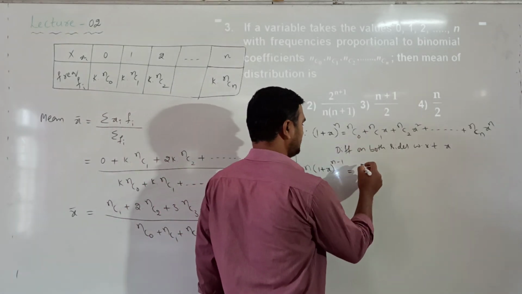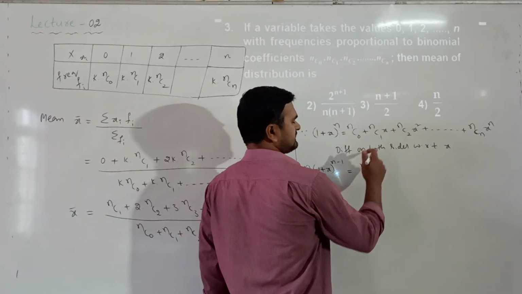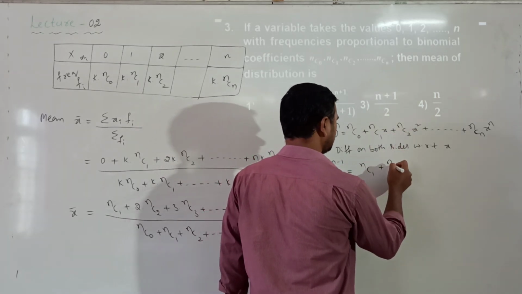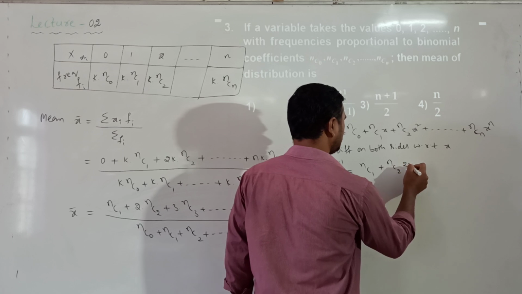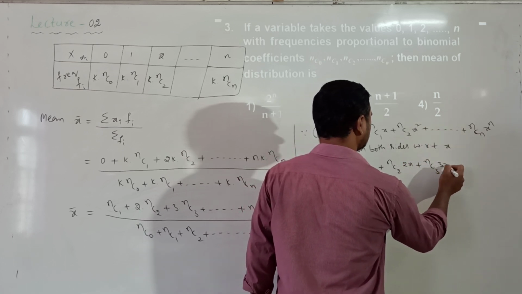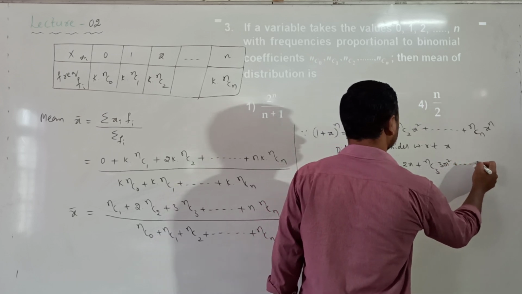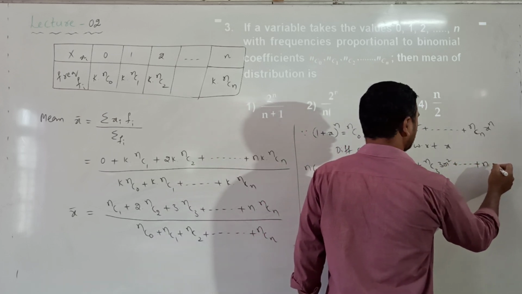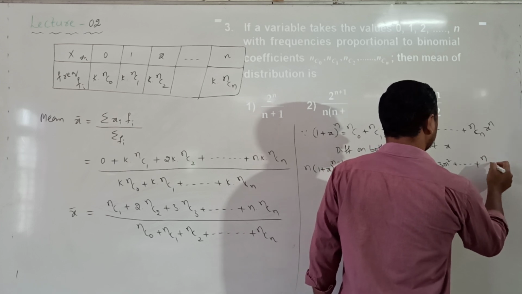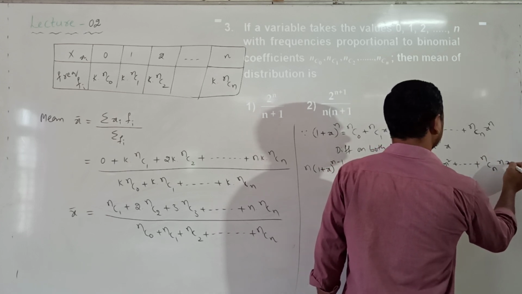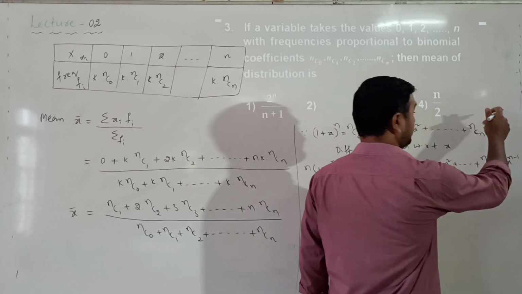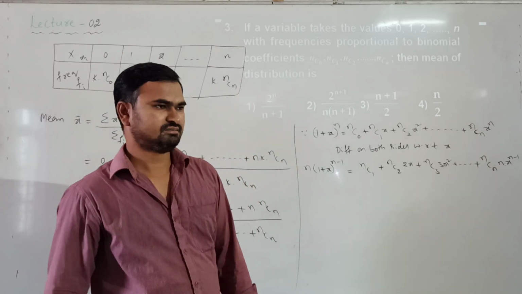Next nC1, derivative of x is 1, plus nC2 into x square. X square derivative is 2x. Next we have nC3 into 3x square and so on. The last term is nCn into n into x power n minus 1. This is the derivative of x power n.